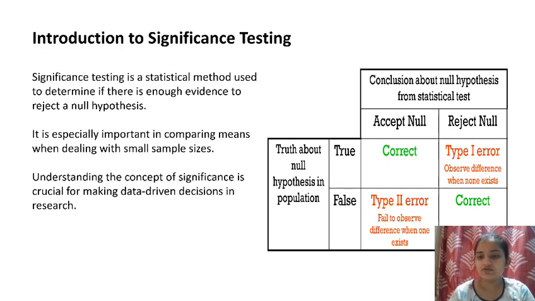What is the difference between type 1 error and type 2 error? Type 1 error means it observes a difference when none exists. Type 2 error means it fails to observe a difference when one exists. In type 1 error it observes a difference, and in type 2 error it fails to observe the difference when one exists. Let's move on to the next slide.